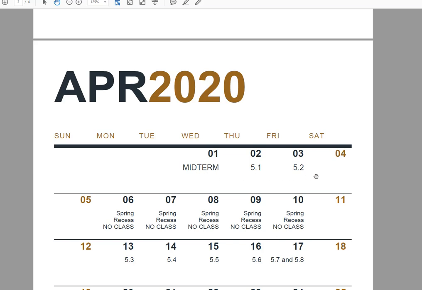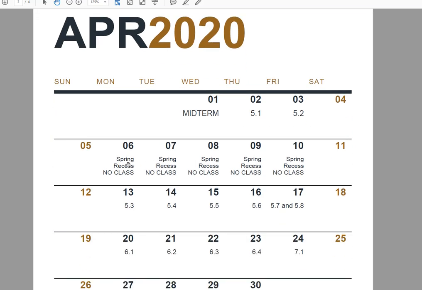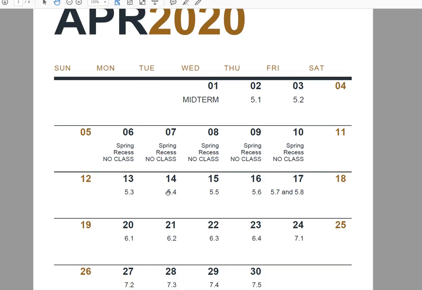Then chapter 5 starts, but then we have spring break, so nothing is due the first full week of April. If you have any extra time, I would suggest just catching up. Try to maybe complete chapter 5, because after this midterm, everything is open for you to complete. You complete it as soon as you can. So if you want to get a week ahead, that's perfect.